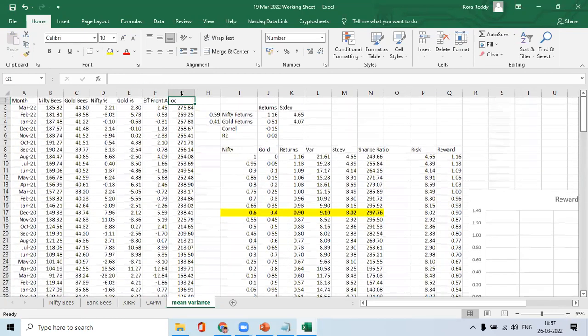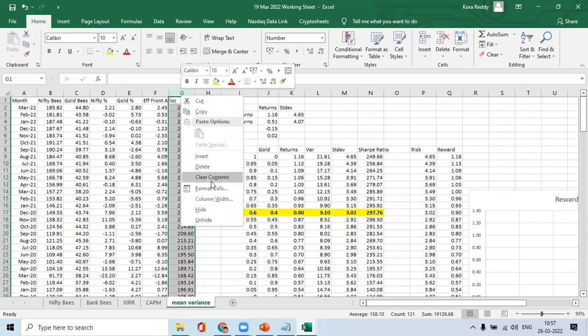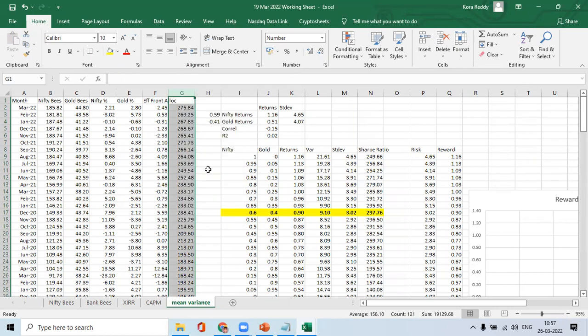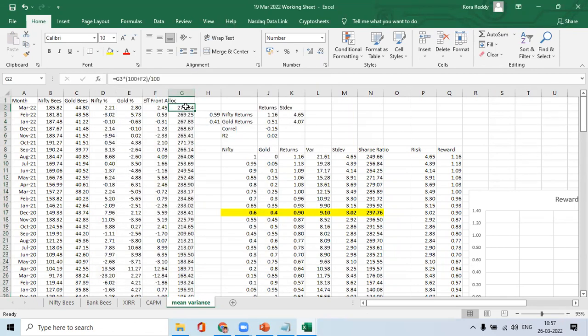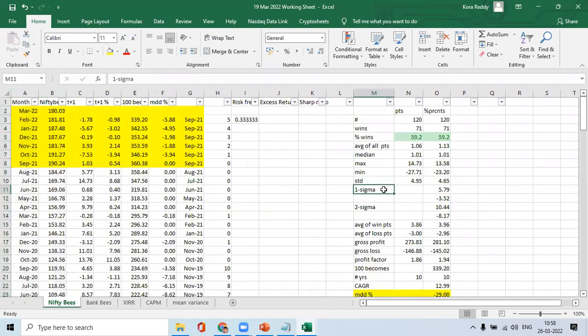So in 10 years, your 100 has become how much? 275. 275, right? This is 100 becomes. Now what you do is you go back to this template. I think this is where she has calculated, right?